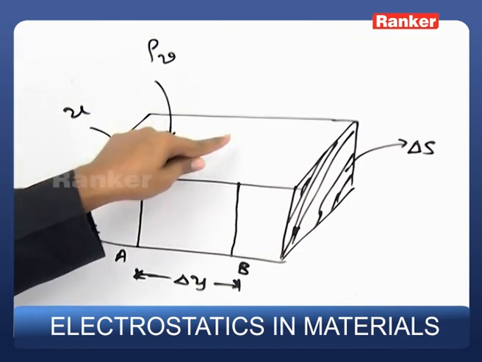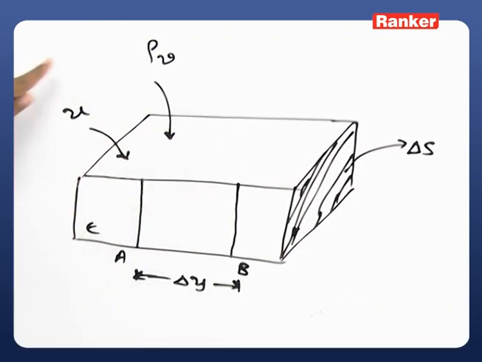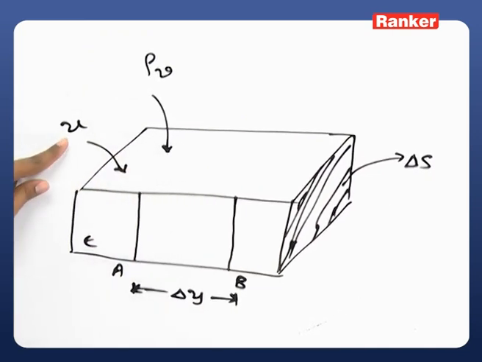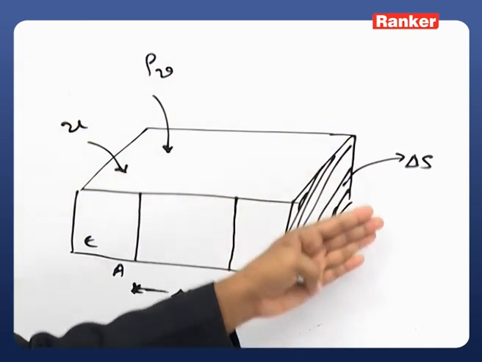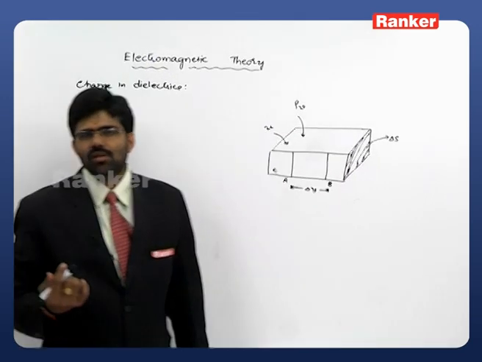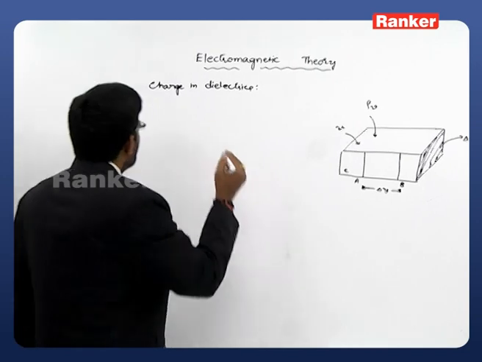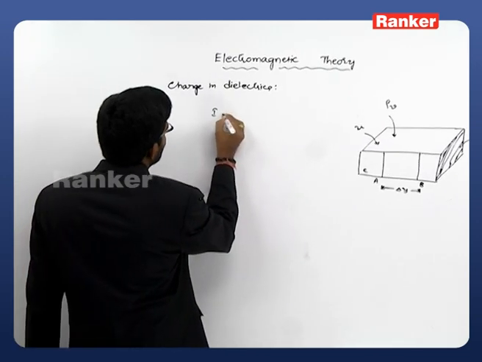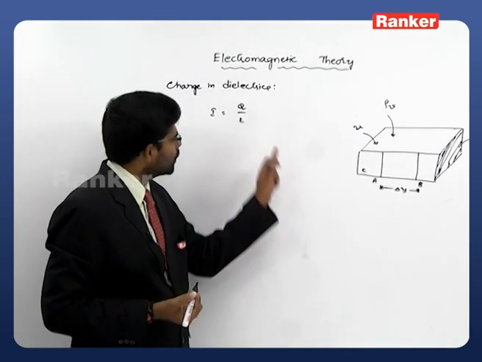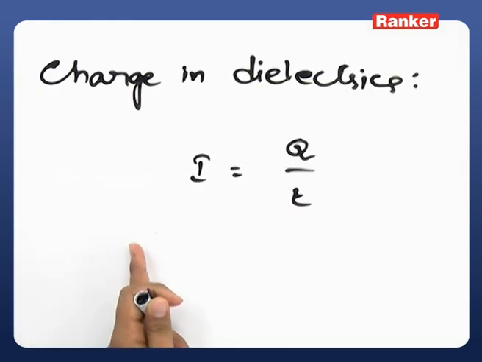These are the 2 points that I am considering. The charge density inside this slab is rho v, the velocity of that charge is u, and the cross-sectional area of this slab is delta s. Now, we already know the basic current is defined as current equals charge by time.